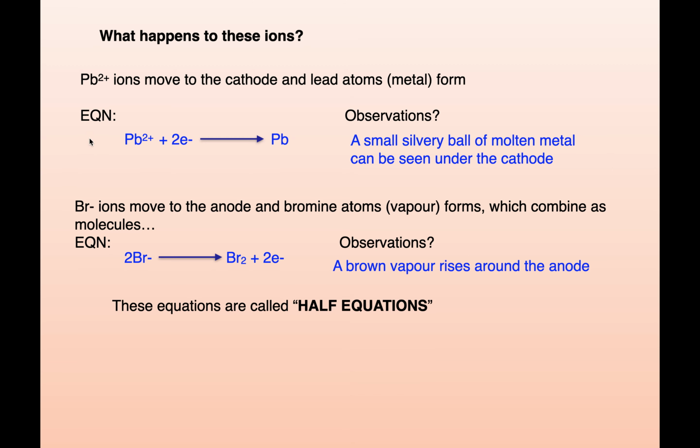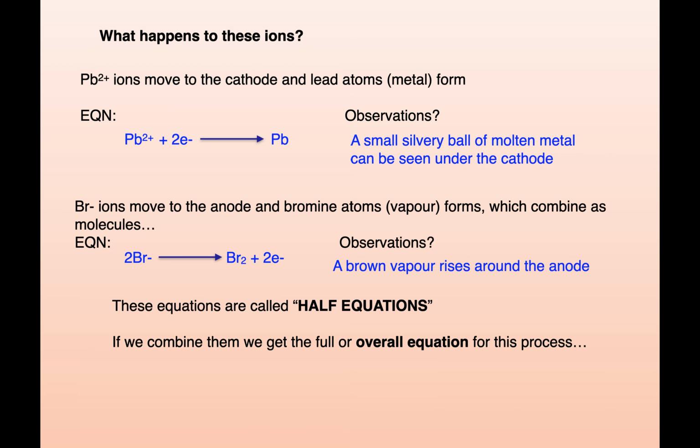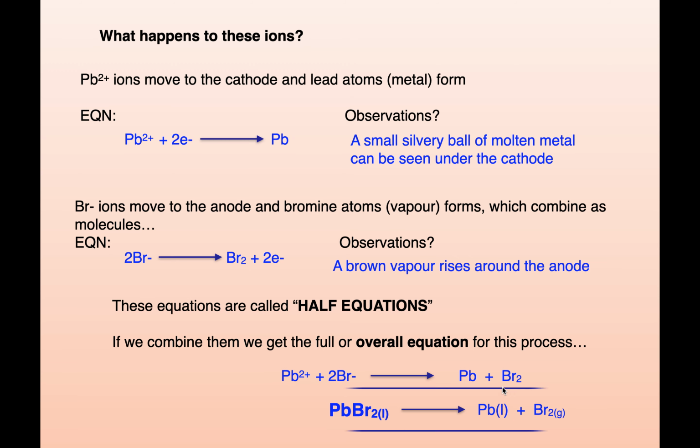Now these 2 equations here are called half equations because each of them is half of the story of what's happening within the crucible. So we combine them, we add them together. There's 2 electrons on this side, there's 2 on this side, so they cancel, and you get that. Basically, 1 mole of lead bromide is forming lead and bromine. So there's the overall equation. Okay, you can see that on the video. Take your time and have a look.